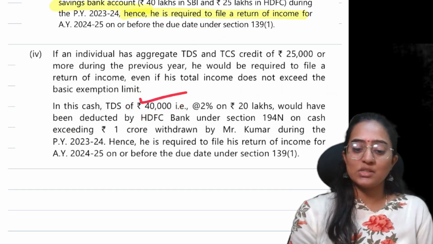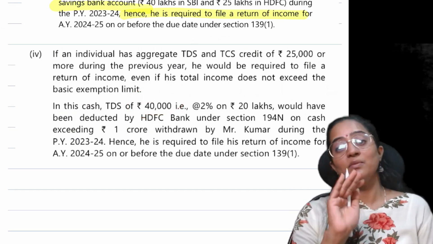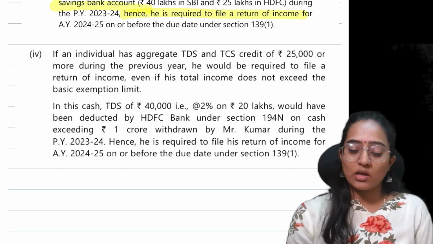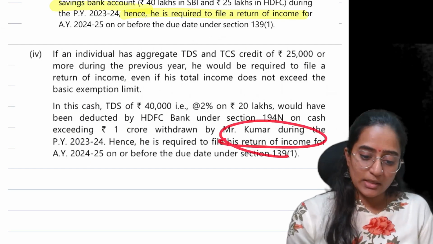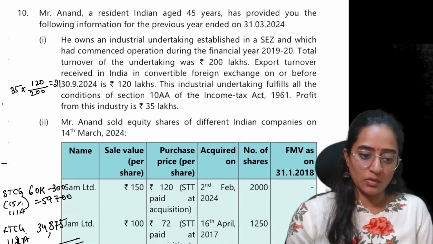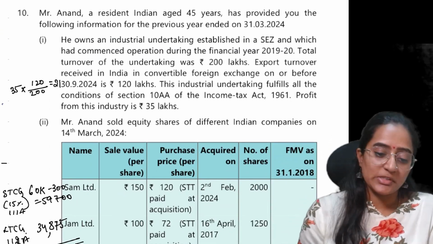So then what you're going to do is that 40,000 rupees is being deducted, which is exceeding 25,000 rupees, as TDS, which should be credited in your account. He is required to file his return of income on or before the due date under section 139. Clear? Now, try to understand this question, people.